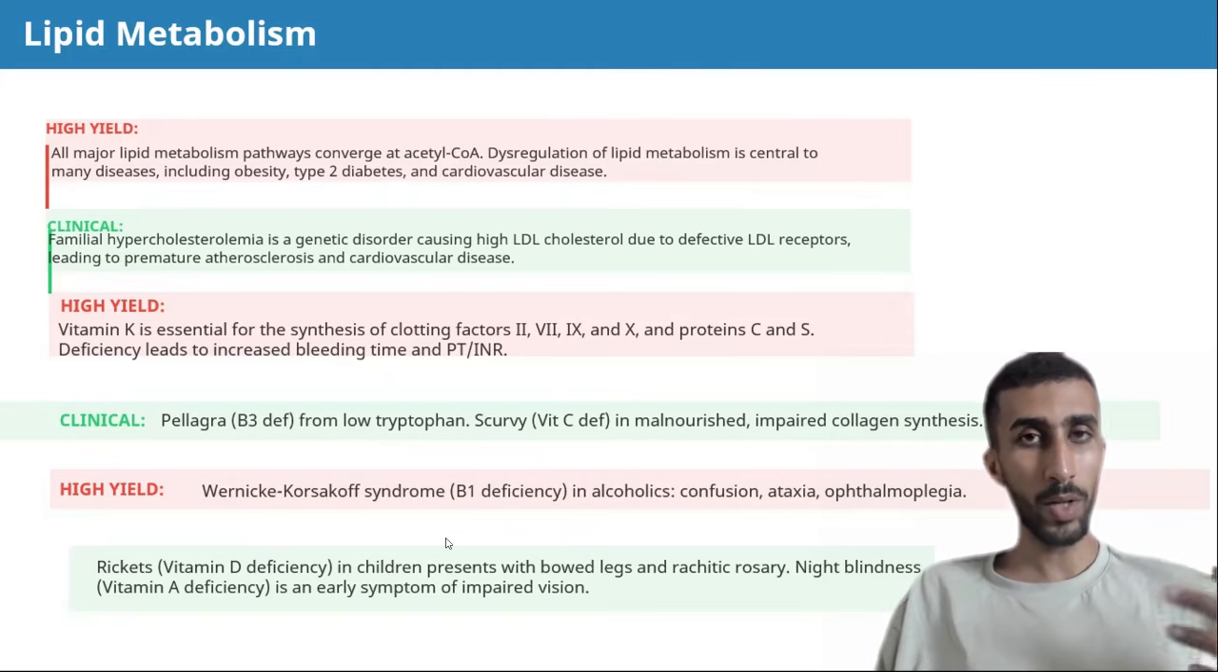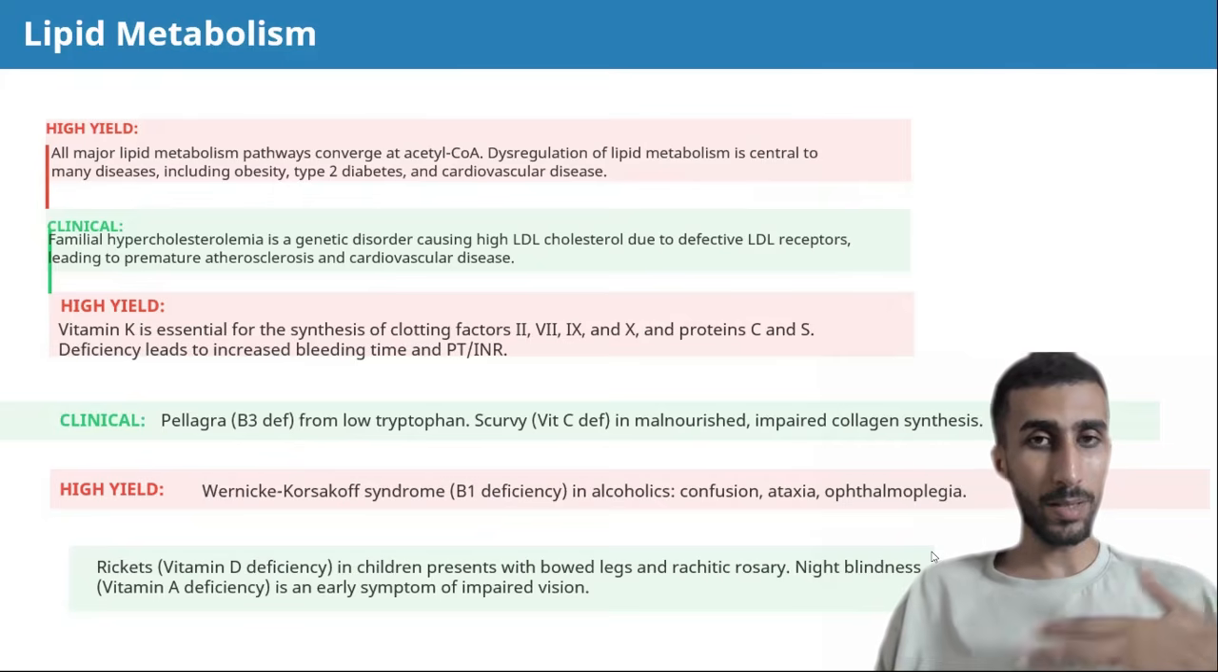And rickets means vitamin D deficiency in children. These young people have vitamin D deficiency, and it has to be in their childhood to be rickets. They present with bowed legs and rachitic rosary, which means costochondral beading, and this is related to decreased calcium. Vitamin D is very important for the absorption of calcium.